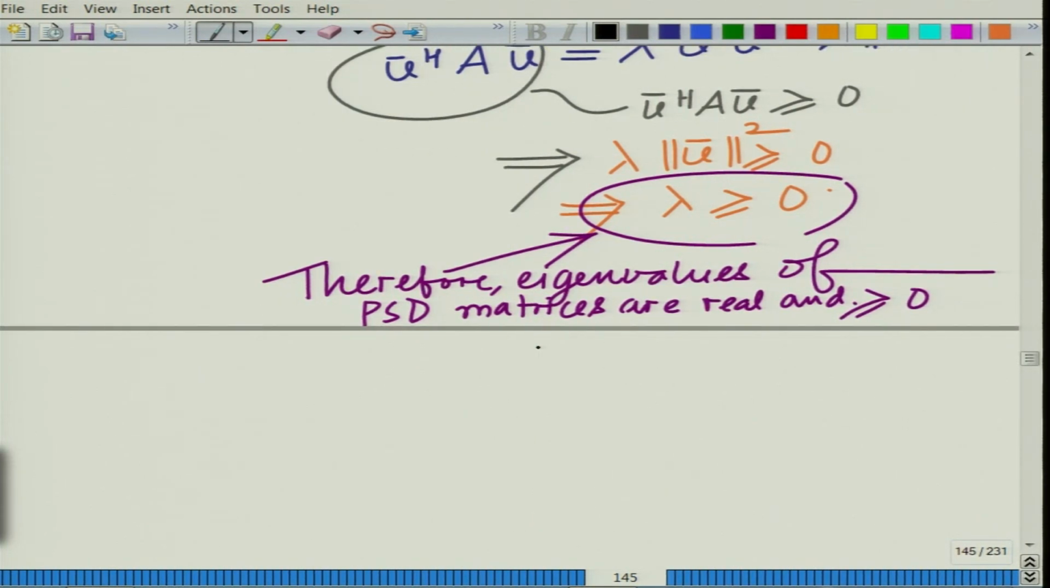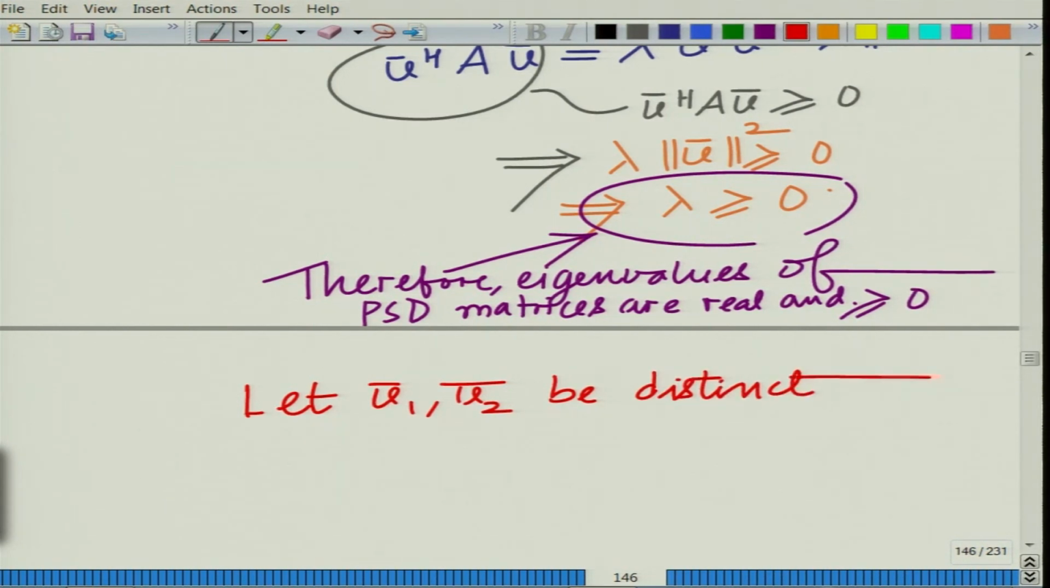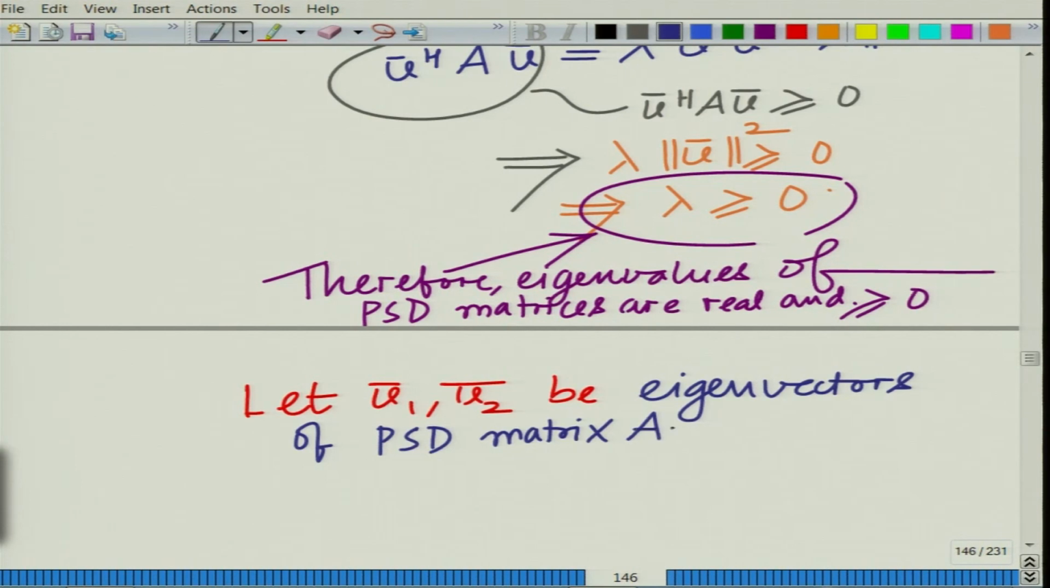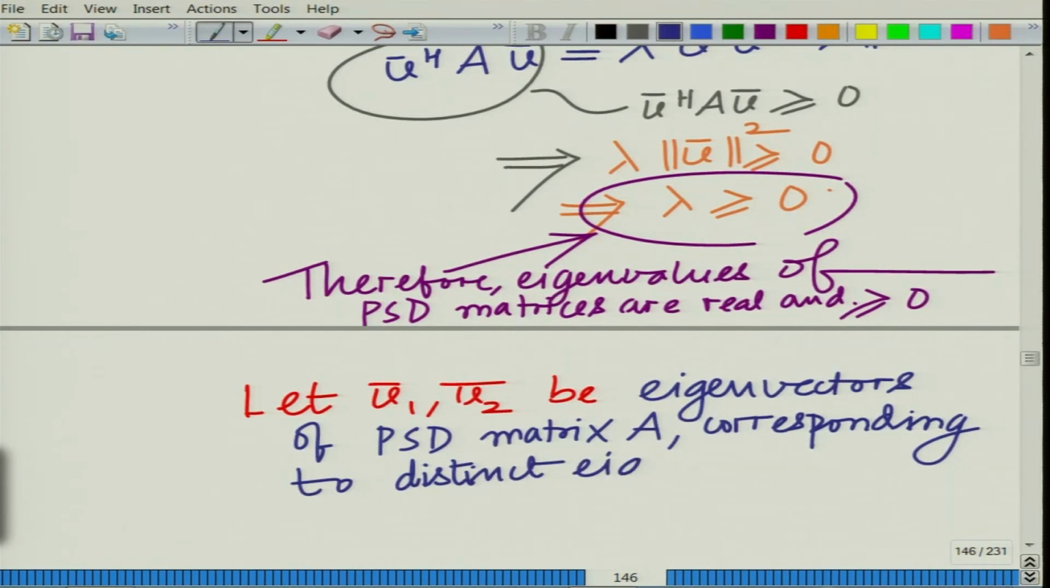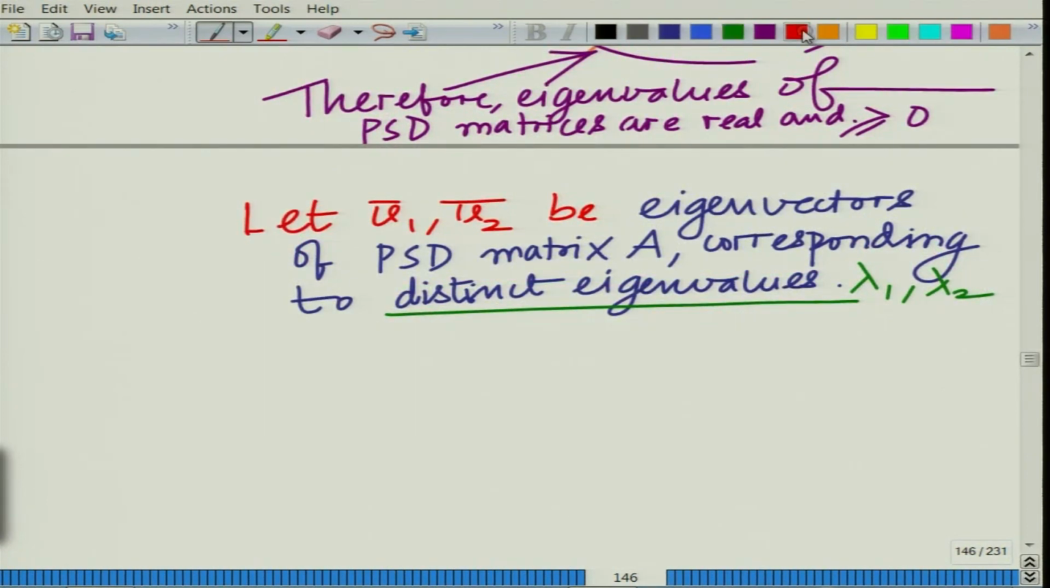Let me first describe the property. Let u1 bar, u2 bar be eigenvectors of PSD matrix A corresponding to distinct eigenvalues lambda 1, lambda 2, that is lambda 1 is not equal to lambda 2. Okay, this is important.